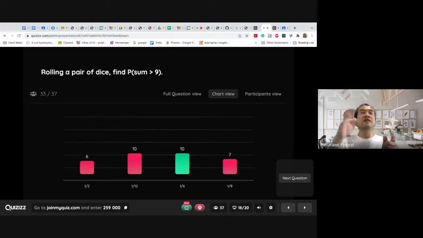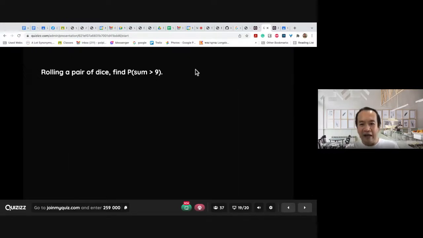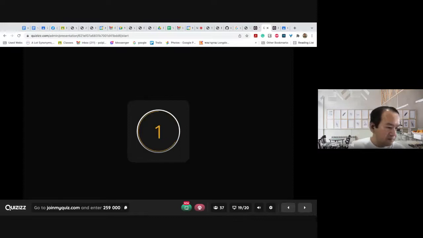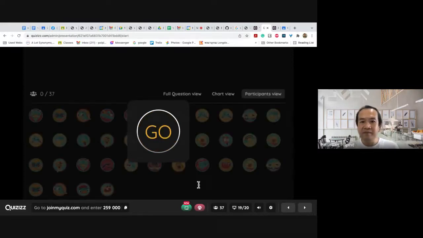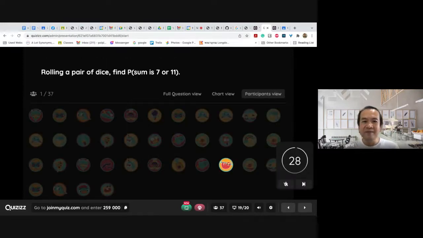If the first one is 4, the second one has to be 6, so that's 1. If the first one is 5, the second one can be 5 and 6, so that's 2, 3 in total. If the first one is 6, the second one can be 4, 5, and 6. So that's 6 in total, divided by 36, so that's 1 over 6. Well done, 10 of you. And I think that's the last one. This one is really difficult.